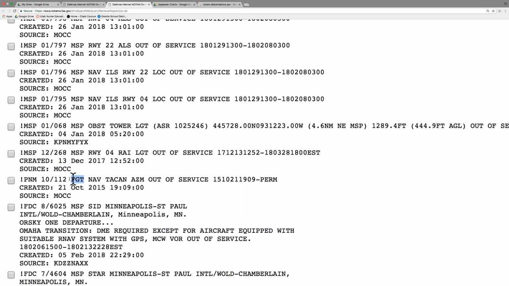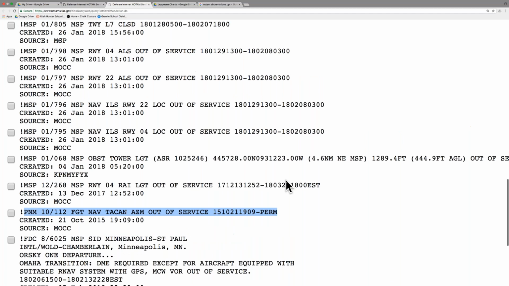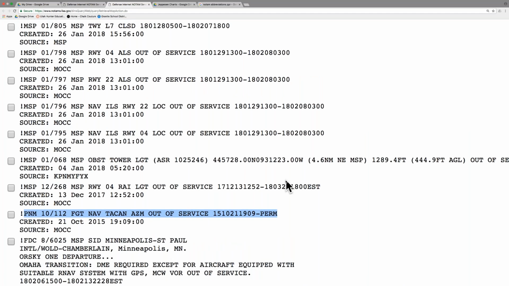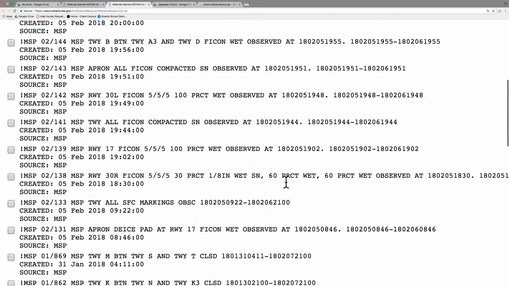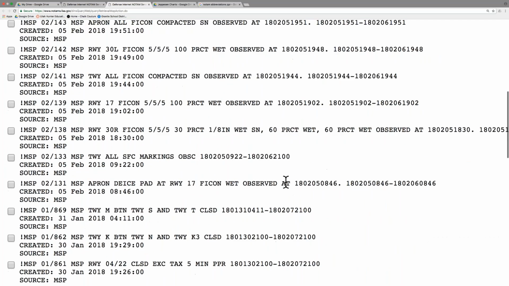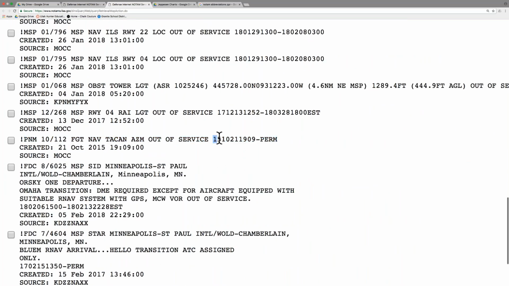So FGT, if we looked up FGT in SkyVector, we'd find that that's a TACAN. And what it's saying is the azimuth is out of service. So basically this thing's toast. The TACAN is permanently out of service. So don't use that when you're navigating, right? Couldn't they just wipe that out of the system, and then they could take the NOTAM off? Yeah, I guess not if people were familiar with it.